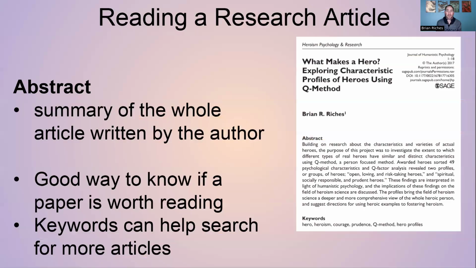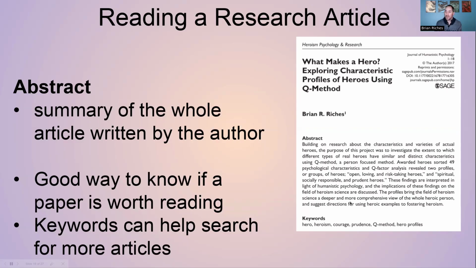So going ahead, how do you read a research article? Here is the first page of a research article. You've got the title, the authors, and the DOI. Usually the DOI is going to be on the first or second page. So if you're looking for that, it also has the journal, things like that.